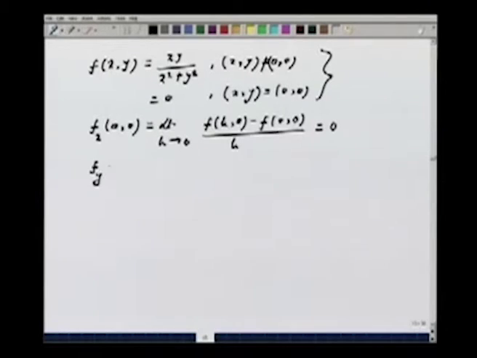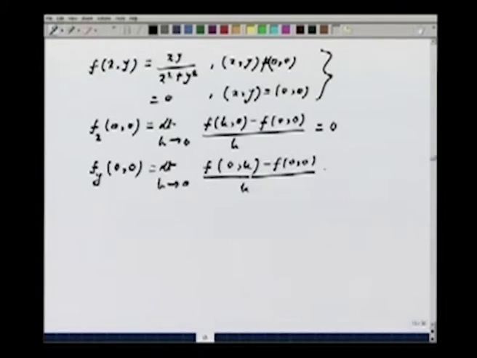Suppose now I look at f y at (0, 0). I write this as the limit h going to 0 of f of (0, h) minus f of (0, 0), divided by h. This again, if you look at the definition of the function, is also 0. So the partial derivatives exist.